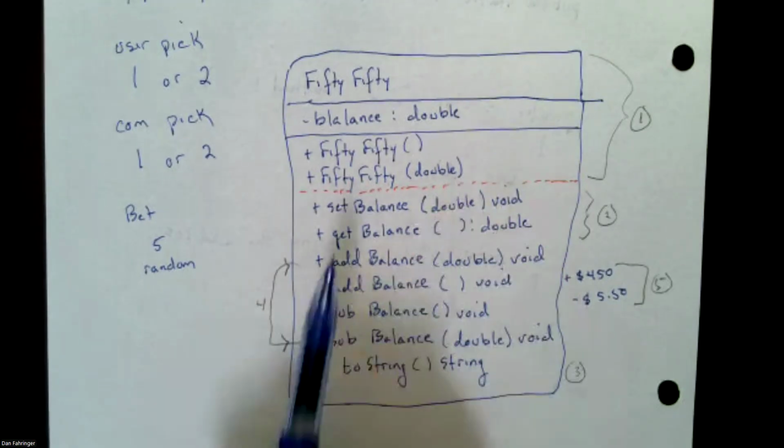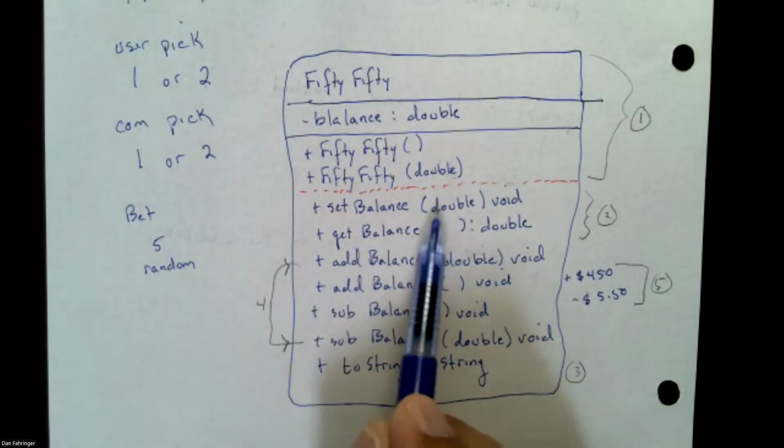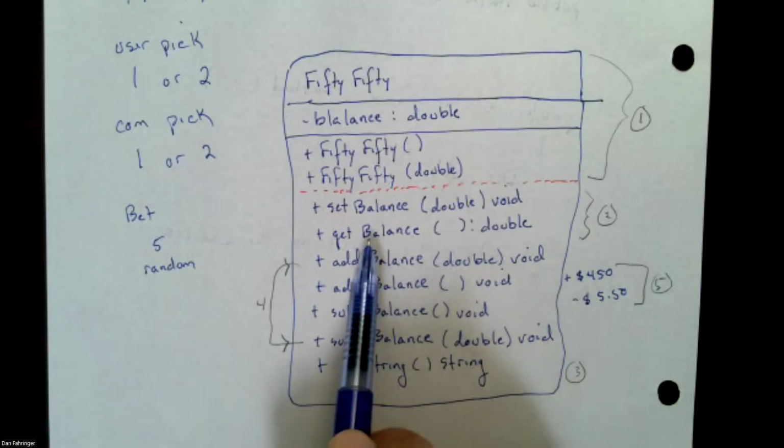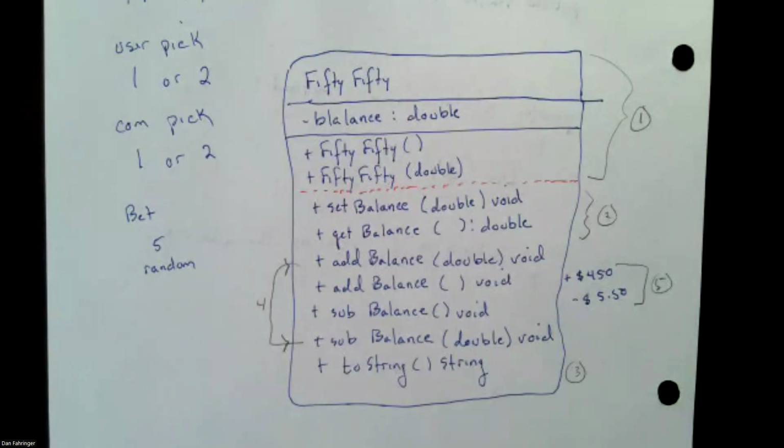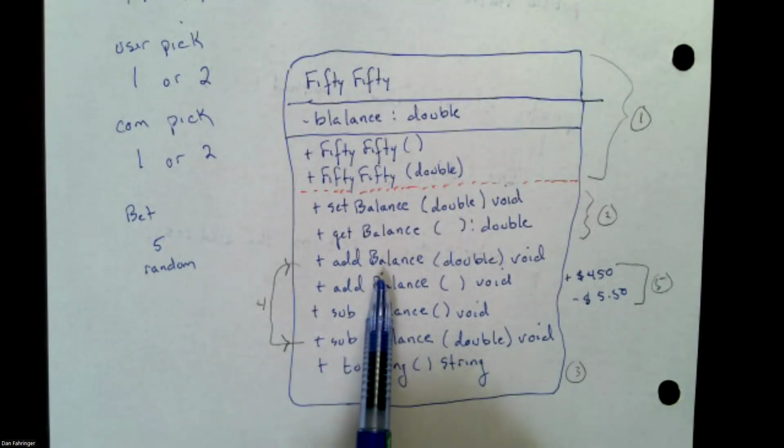Okay. Set balance and get balance. Set balance sends a value in if I want to set the balance. Get balance returns how much money I have. My accessor and my mutator. Down here on the bottom is my toString. We might want to print out information dealing with the toString. Okay. Right here, these four are examples of an overloaded method.